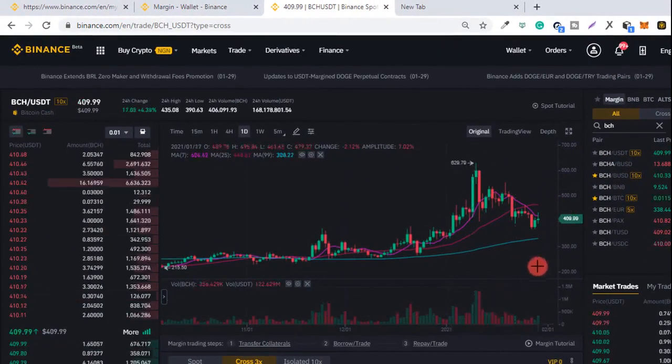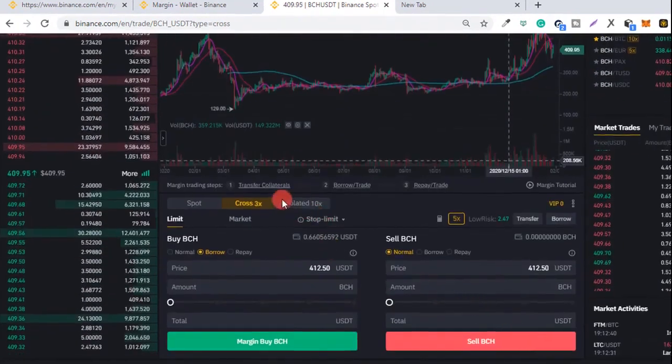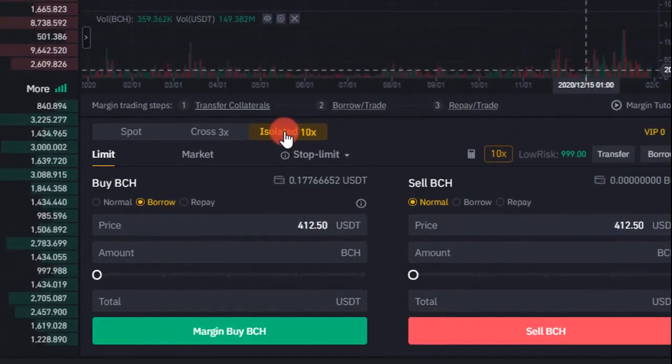I'll scroll down, and for my margin, I'm going to choose isolated 10x margin. Okay, so now in the isolated 10x margin, I will first need to transfer some capital in so that I can now borrow 10 times the capital. Then I can now trade.